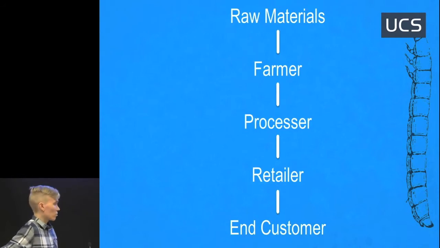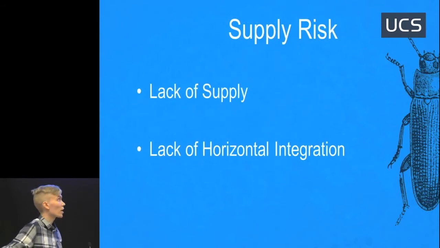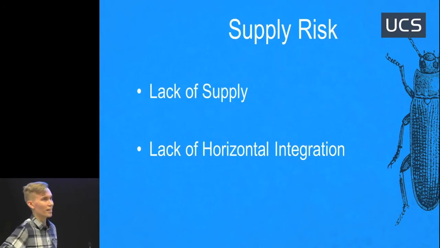So let's go to the next slide, and here the first main topic is the supply risk. I have broken it down into 2 subtopics: lack of supply and lack of horizontal integration. So here I have now repeated it twice. Someone can keep count of how many times it comes.